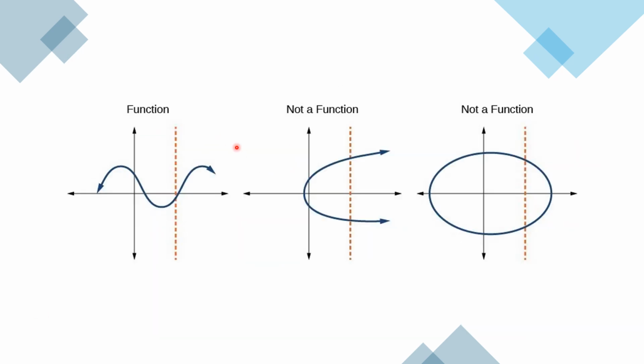Here is the vertical line test to check whether a curve is a graph of a function or not. Here we draw a vertical line at any position, and it touches at most one point. There is no possibility that a vertical line touches more than one point. So this is a function. Observe that here the vertical line touches 2 points, so that one is not a function. That also touches 2 points, so this is not a function.